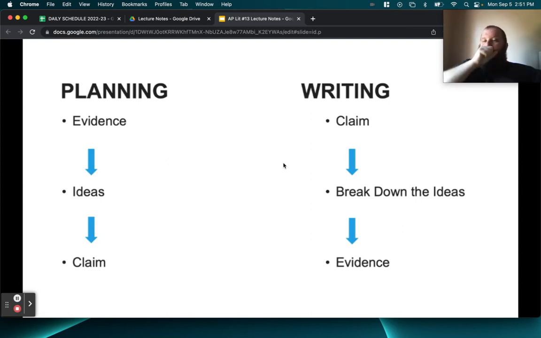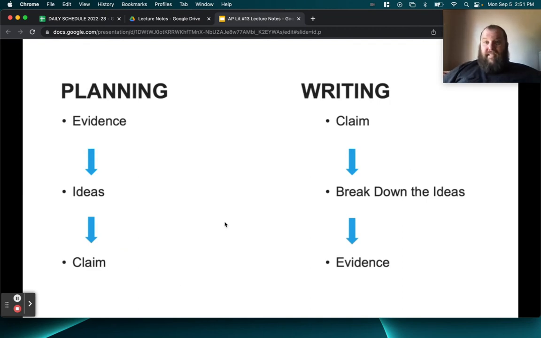And then in the writing process, you take that claim, and through that claim, you break down the ideas. And how do you break down the ideas? You provide evidence for that, right? And so the planning process and the writing process are working together. It's yin and yang, and they feed off of one another. And a lot of times you'll find this as a writer.